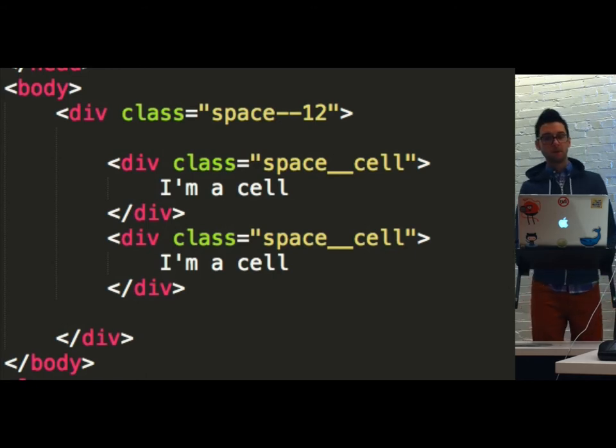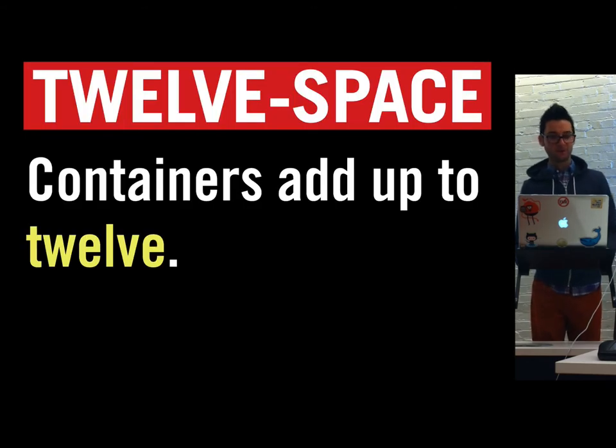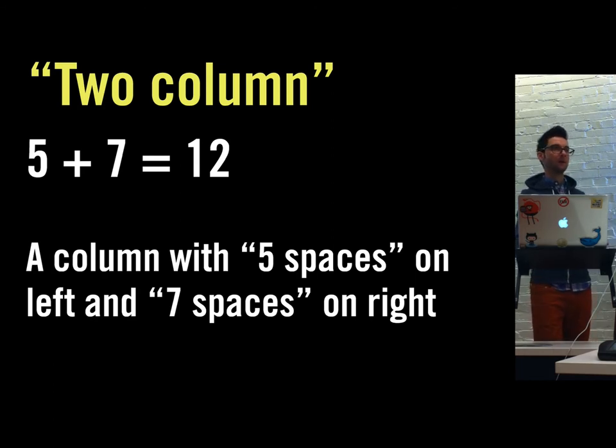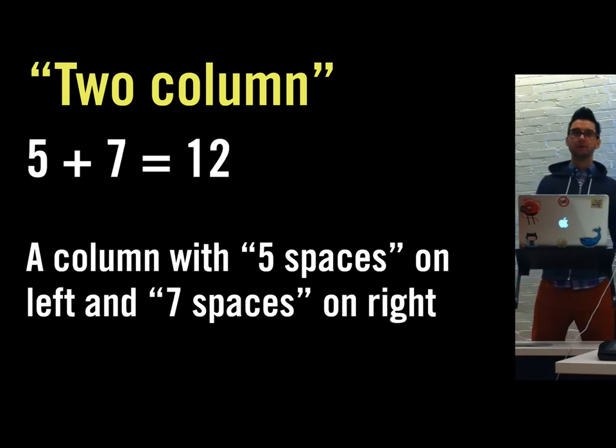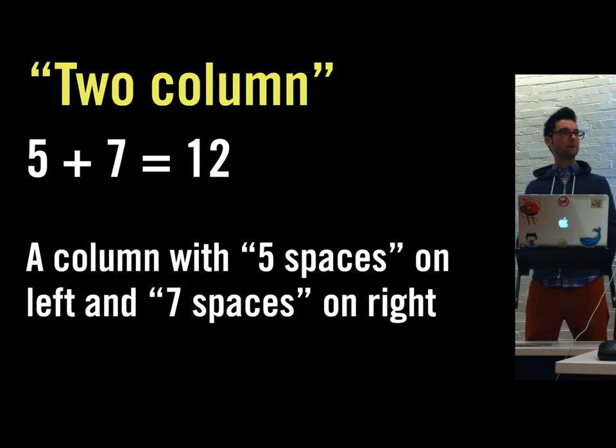Okay. So 12 space. Why is it called 12 space? The containers inside add up to 12. If you imagine that was a row, and you have these containers, and I'll show you the syntax of what the modifiers look like for this, but they add up to 12. So in this next example, I have a 2-column, with a container on the left that has 5 spaces and one on the right that is 7 spaces. Those add up to 12, and it being added up to 12 means that it's on one line.